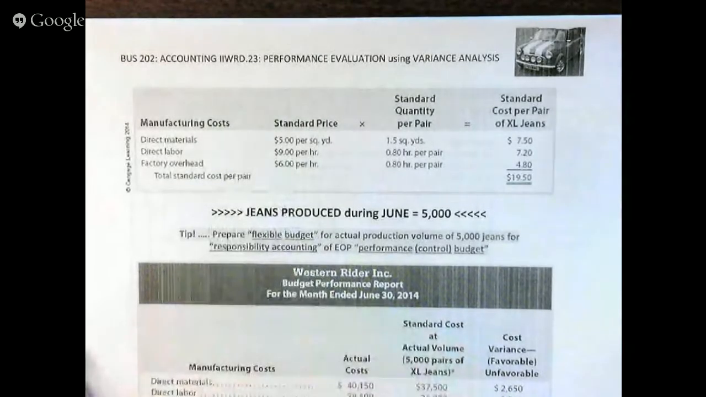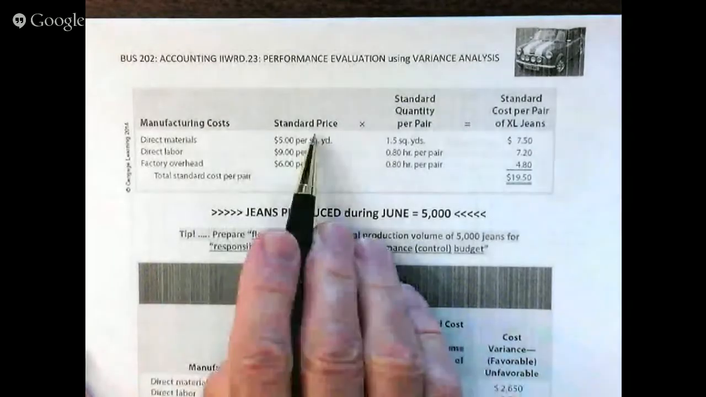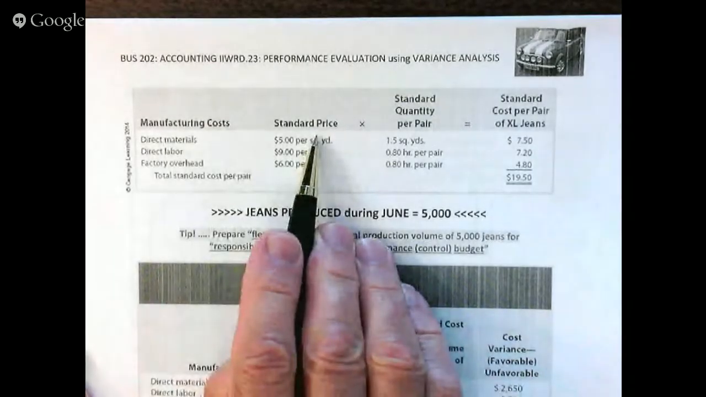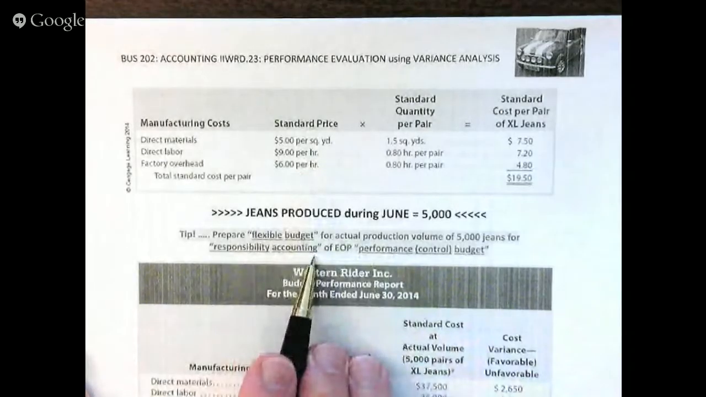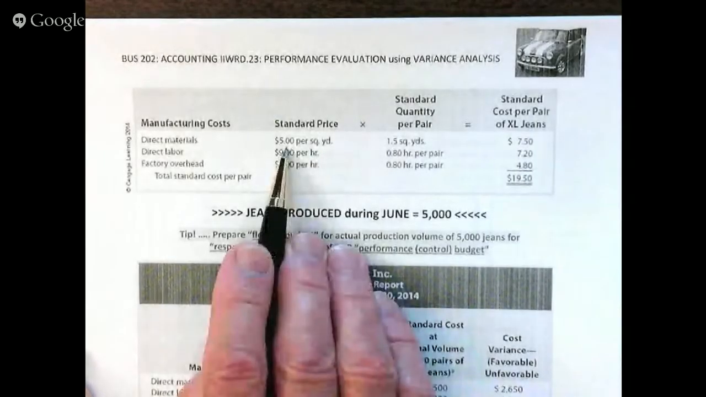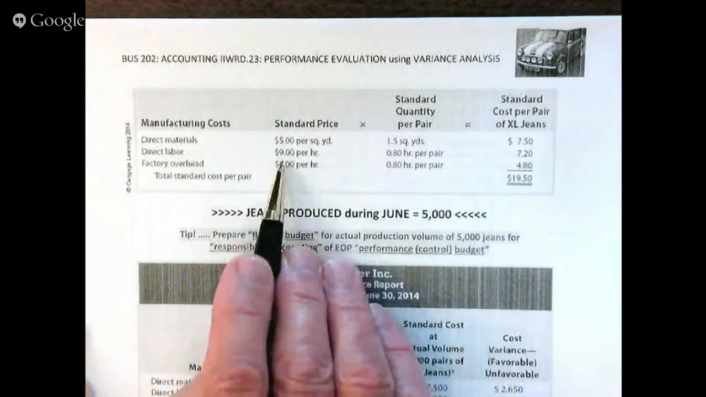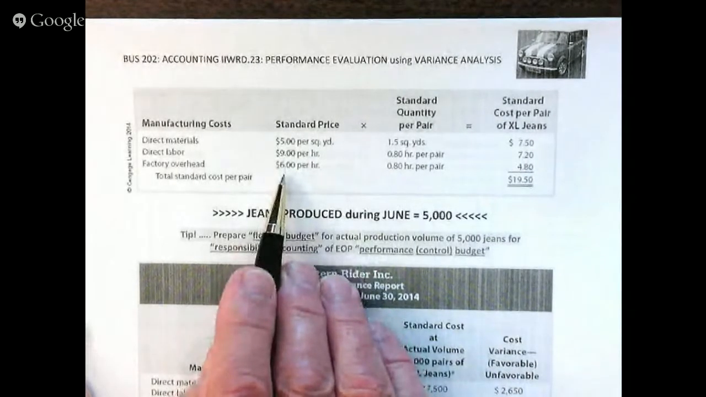And this particular exhibit outlines the standards that the company will use during the year to determine what the price of its product is. In this case, the company is like a Wrangler jeans, and they're making extra large pairs of jeans. And they have decided that the materials, the blue denim, would be $5 per square yard. The direct labor would be an hour, and factory overhead would be applied to work in process based on the number of direct labor hours at $6 an hour.